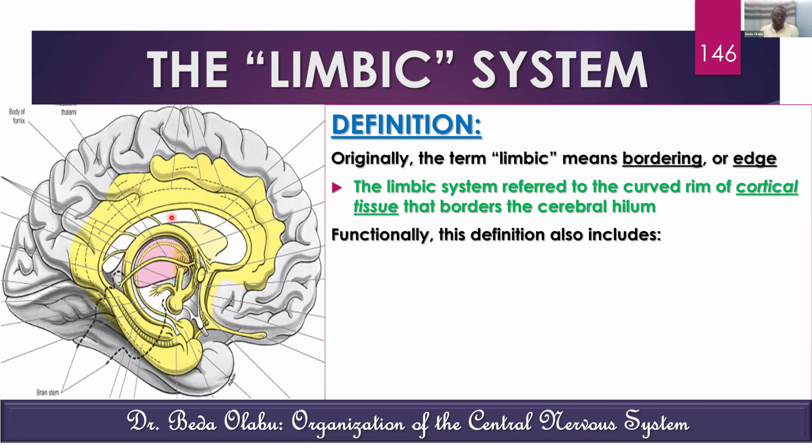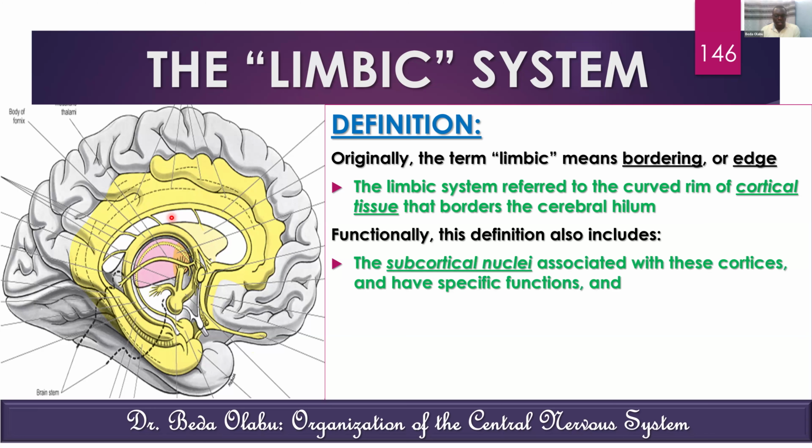Functionally, the limbic system is not limited to that cortical tissue only. It also extends to cover the subcortical nuclei, which connect these particular regions. So there are a number of subcortical nuclei with some specific functions that are also part of the limbic system. In this particular image, you can perhaps see a few, like the one pointed there, which is the mammillary body of the hypothalamus. The hypothalamus itself is actually a nucleus on its own, or a group of nuclei. The thalamus, a group of nuclei. So there are many nuclei with limbic functions.